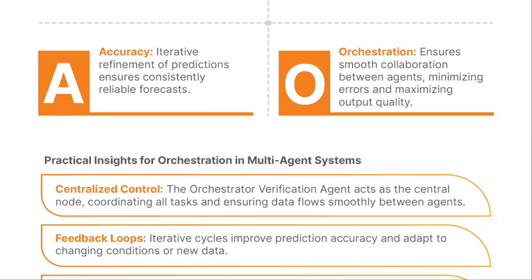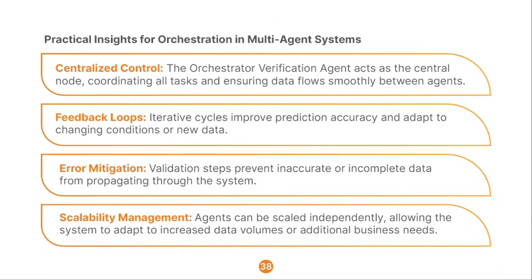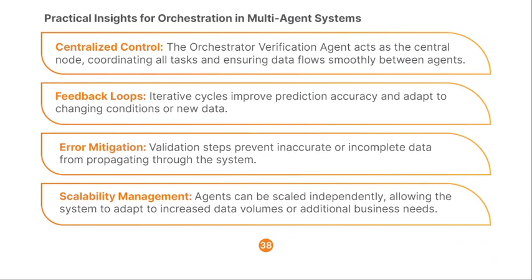Ensure smooth collaboration between the agents, minimizing errors and maximizing output quality. Practical insight for orchestration in a multi-agent system: centralized control, feedback loops, error mitigation, scalability management. The orchestration verification agent acts as the central node, coordinating our tasks and ensuring data flows smoothly between the agents.